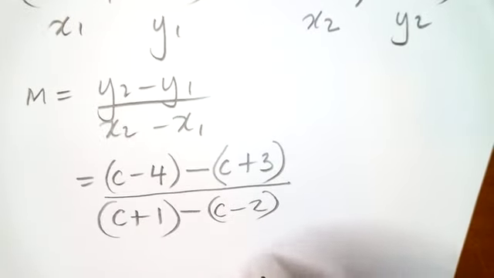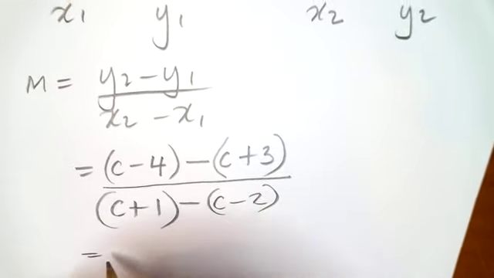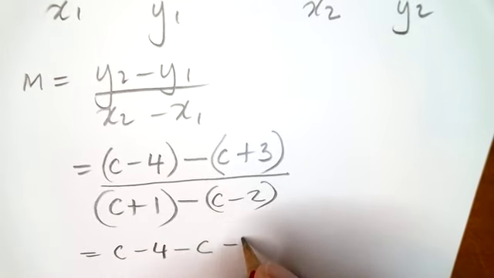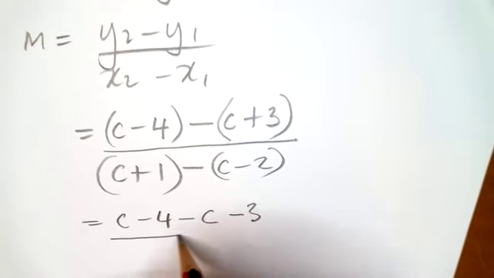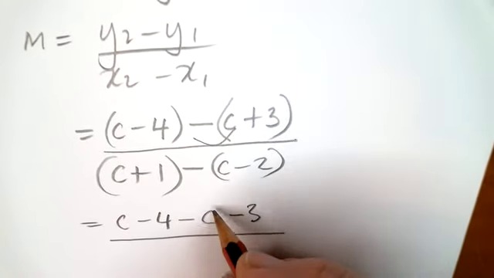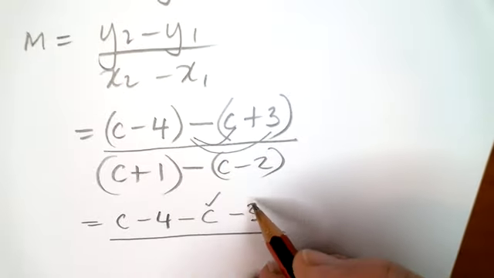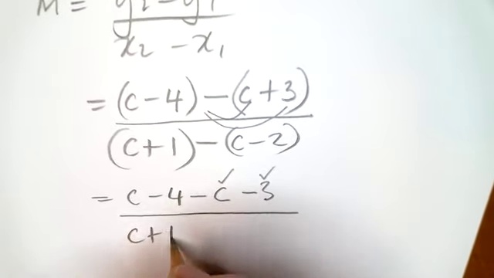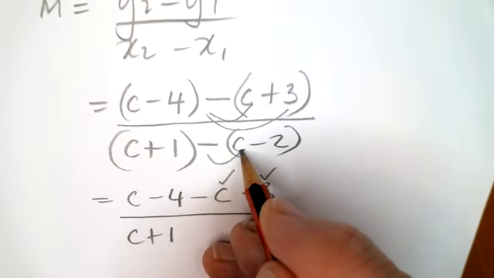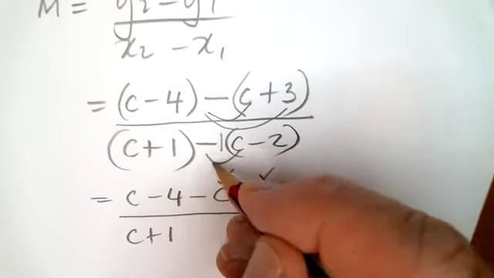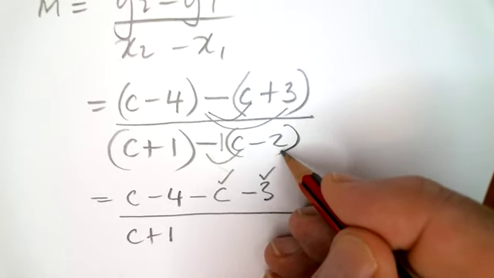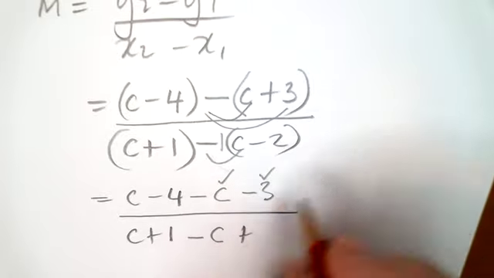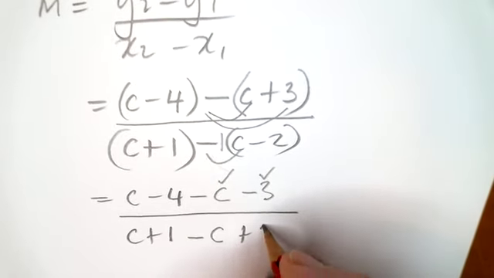All right, so let's simplify that. So I've got c minus 4 minus c minus 3. That's with the brackets expanded because we've got negative c is negative c, negative 3 is negative 3. Same deal on the bottom. We've got c plus 1. I've got a minus c. In fact, that's effectively minus 1 times c, minus 1 times negative 2. So we've got minus c, and we've got plus, because two negatives are positive, negative 2 which is positive 2.